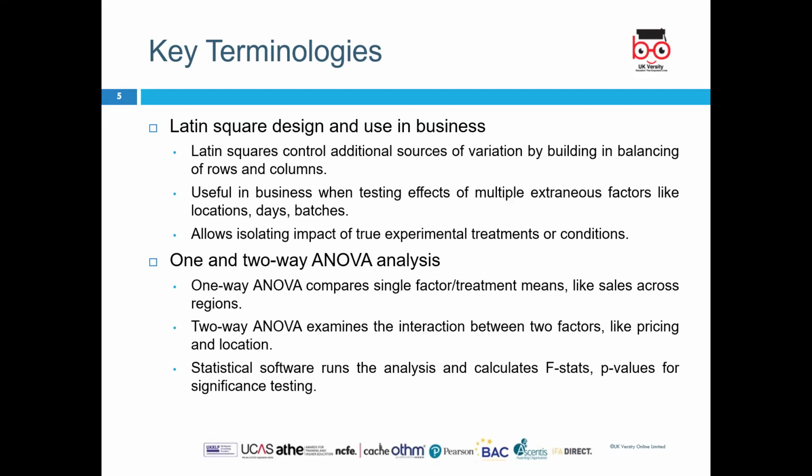And one and two-way ANOVA analysis. One-way ANOVA compares the means of a single factor or treatment, for example, sales across regions. Then two-way ANOVA examines the interactions between two factors, like pricing and location. ANOVA can be carried out using statistical software, which runs the analysis and calculates the F statistics and P values for significance testing. This we have already covered in previous sessions.